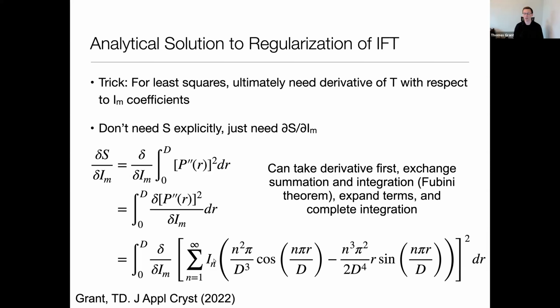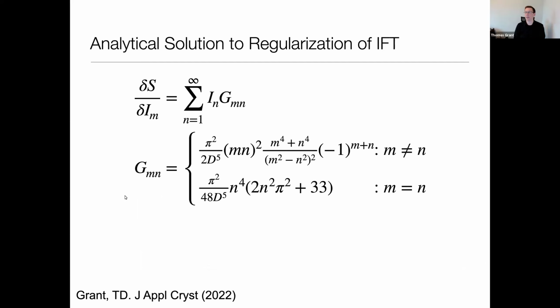And if we take the derivative first, here's our big second derivative of P of r equation. We can now bring down the square and expand all the terms and then exchange this infinite sum with the integral because of the Fubini theorem. And that allows us to then expand this. And there's a ton of terms, and it took a while to figure out, but eventually we can get all of these integrals to converge to 4 large terms and combine them all, and we end up with this matrix.